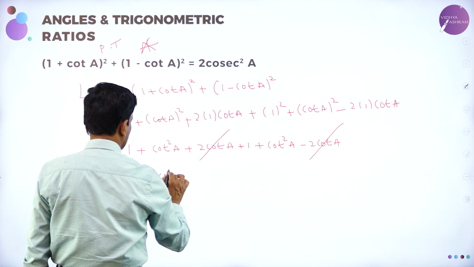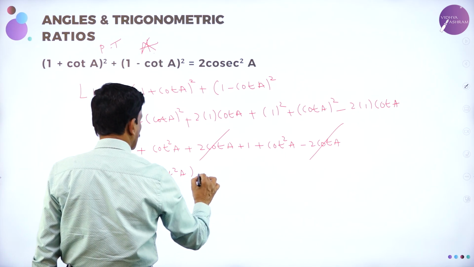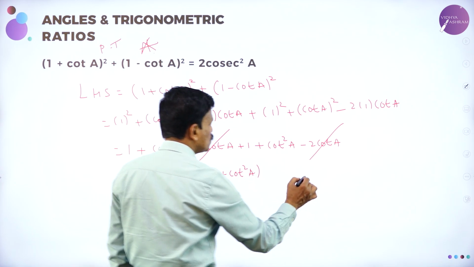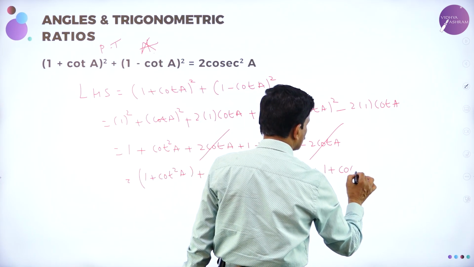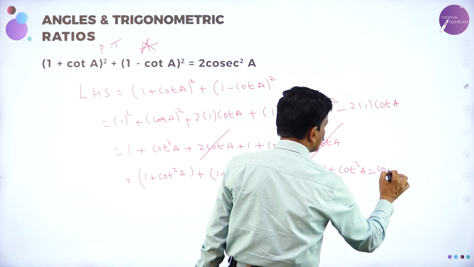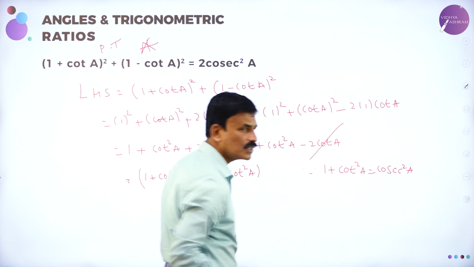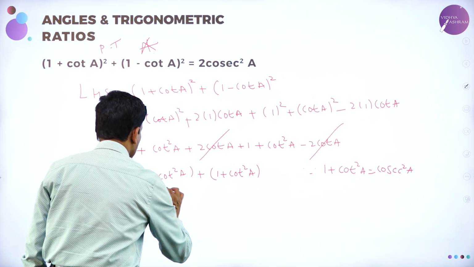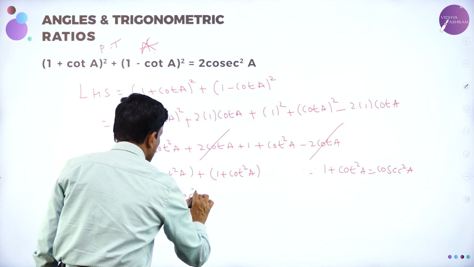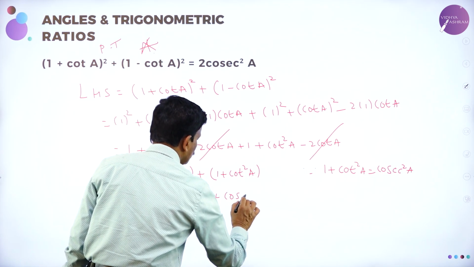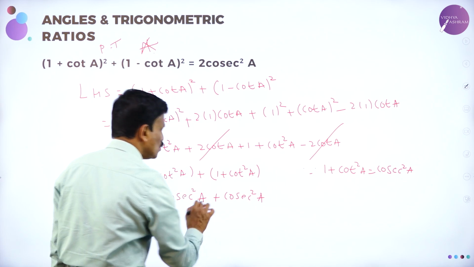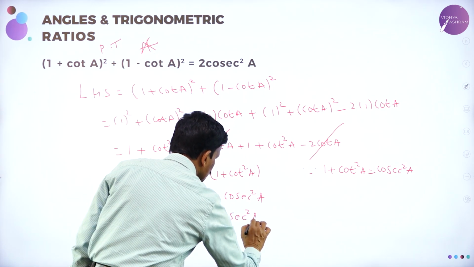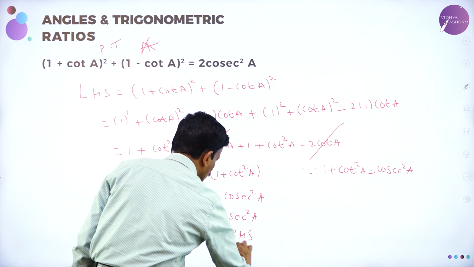1 plus cot square A, make it as one group, and similarly this 1 plus cot square A, another group. Since you know the identities, what is 1 plus cot square A? 1 plus cot square A is equal to cosecant square A. 1 plus cot square theta is cosecant square theta. So 1 plus cot square is cosecant square A, plus again 1 plus cot square is cosecant square A. Cosecant square plus cosecant square is 2 cosecant square A, which is the required RHS.